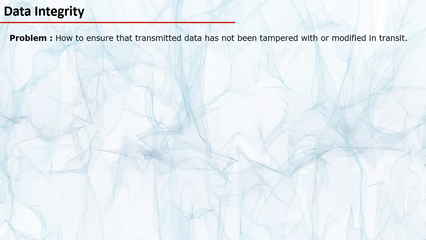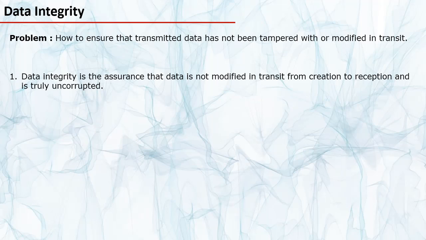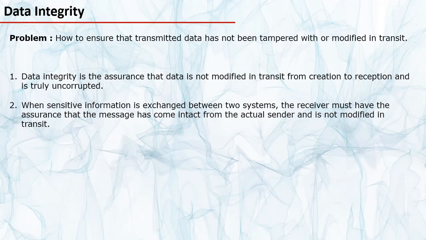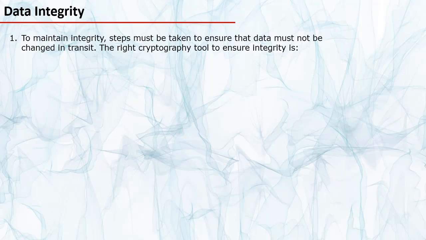So we can say data integrity is the assurance that digital information is not modified in transit and is truly uncorrupted. When sensitive information is exchanged between two systems, the receiver must have the assurance that the message has come intact from the intended sender and is not modified in transit. Moving on to the next slide. Steps must be taken to ensure that data has not been changed in transit.